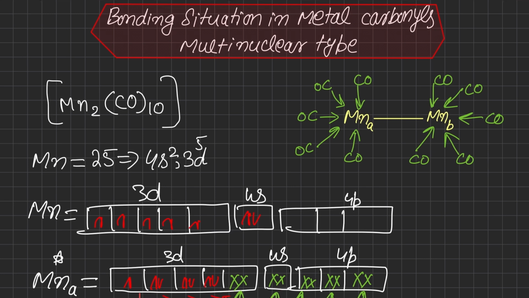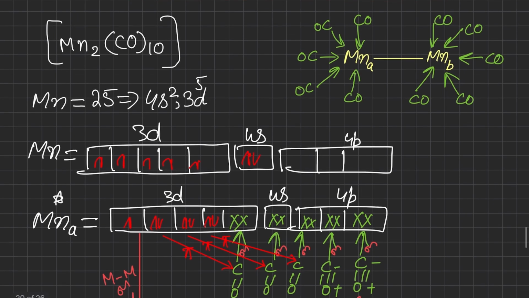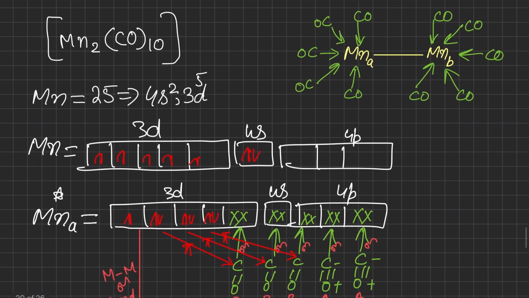So the first example is deca-carbonyl dimanganese. The structure of this is like this: there are two manganese atoms. They are not only linked with each other through a metal-metal sigma bond, but each manganese is also attached to 5 carbonyls. So let's see how these are arranged. The overall charge on the complex is 0, carbonyls are 0, so manganese also has a 0 charge.